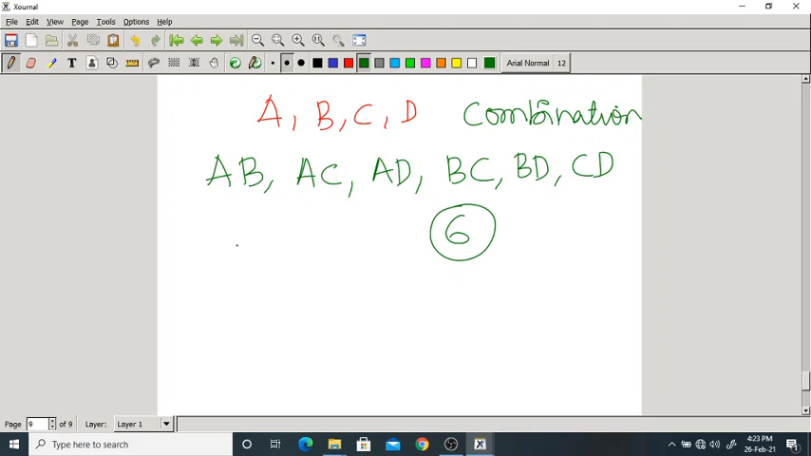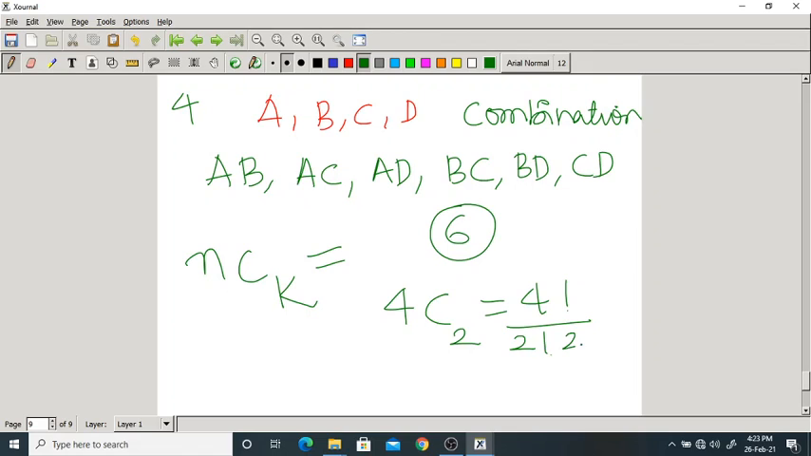So combination means generally we write nCk. In our formula, I already told you. Here 4 letters are there, and we have to take a combination of 2 letters. 4C2 is 4 factorial by 2 factorial into 2 factorial, that is equal to 6. So that is the difference between a permutation and a combination.